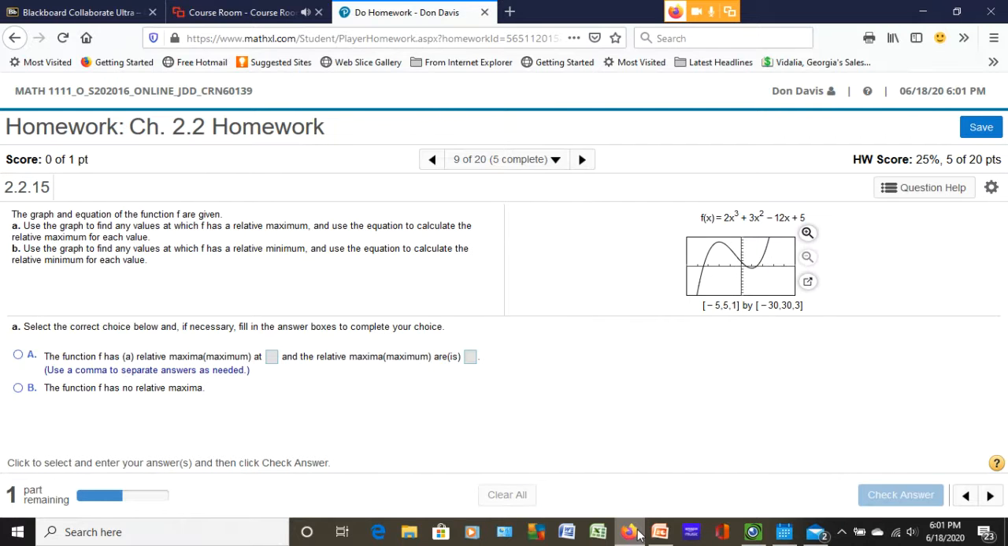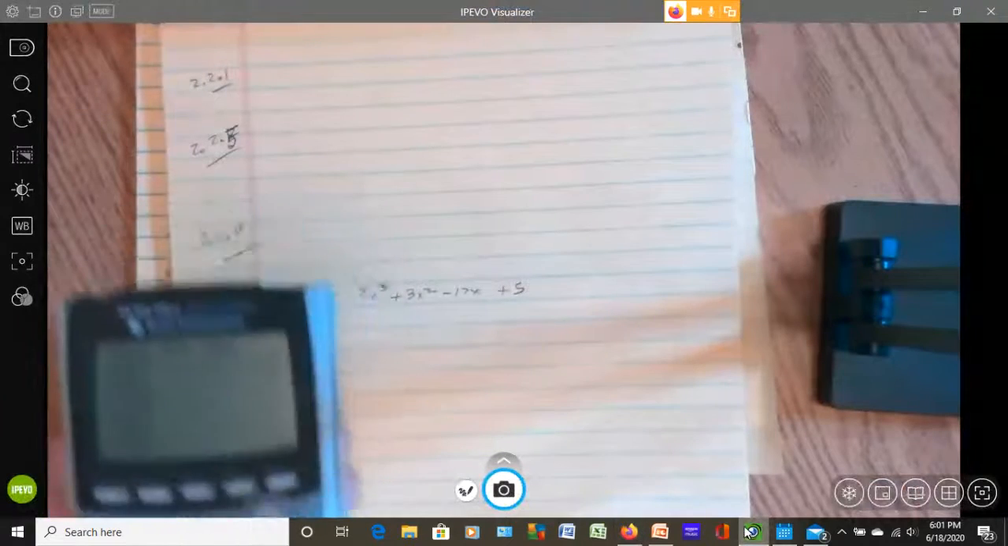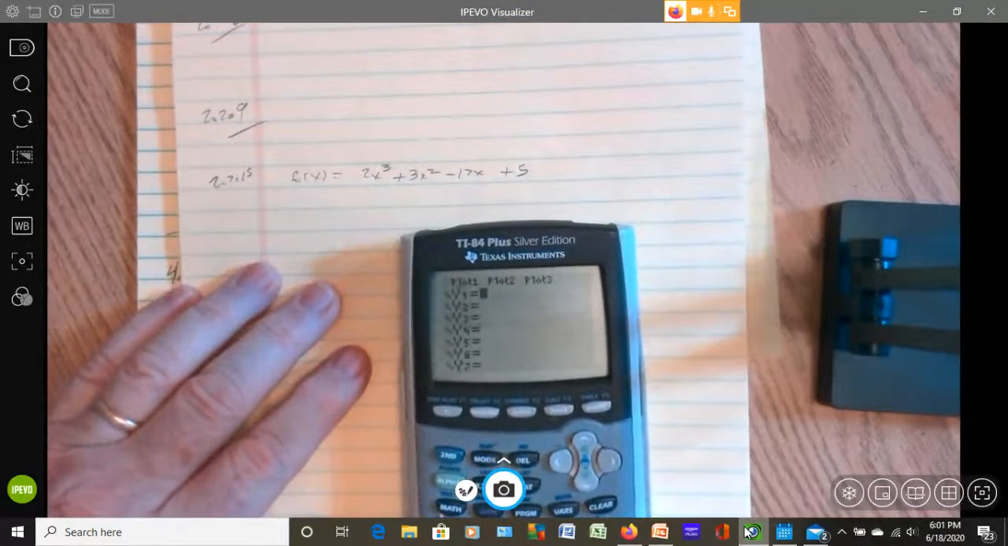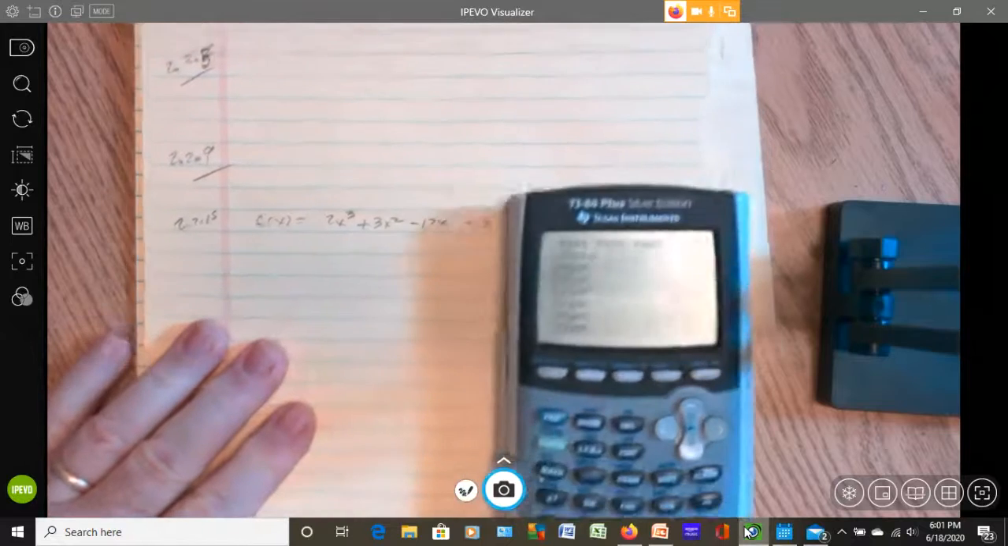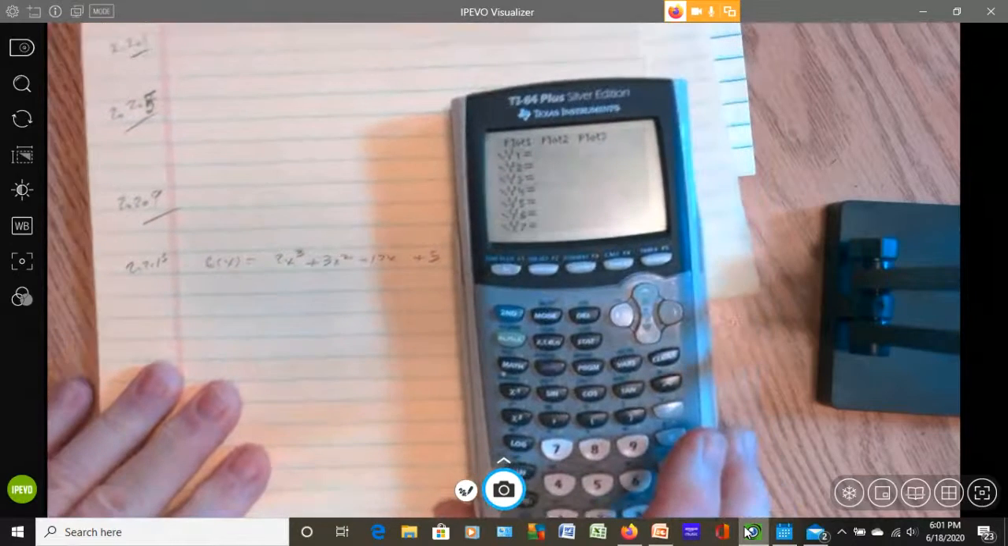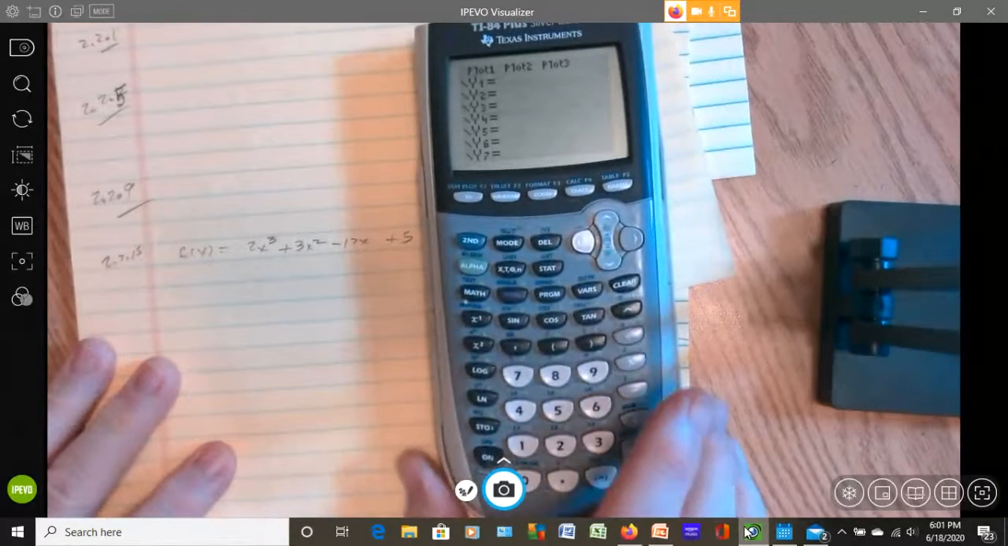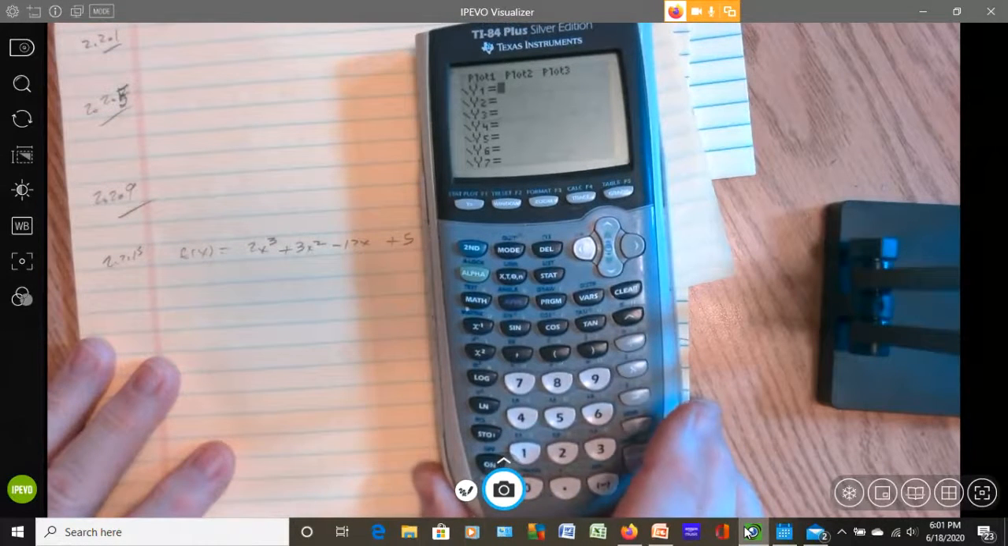Okay, so here we go. Watch this. I'm simply going to put this equation in my graphing calculator. Now let me see if I can slide it around so you can see more of the calculator. You can see what I'm doing here. Okay, that's pretty good.